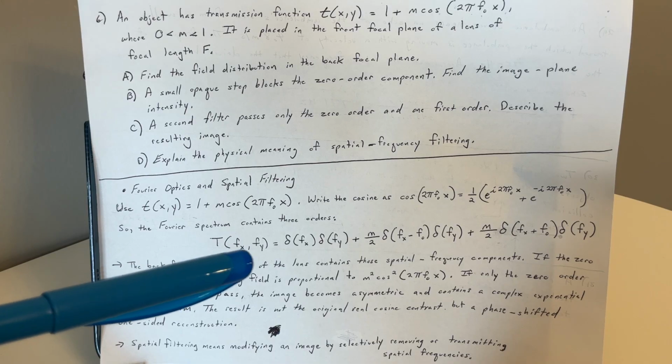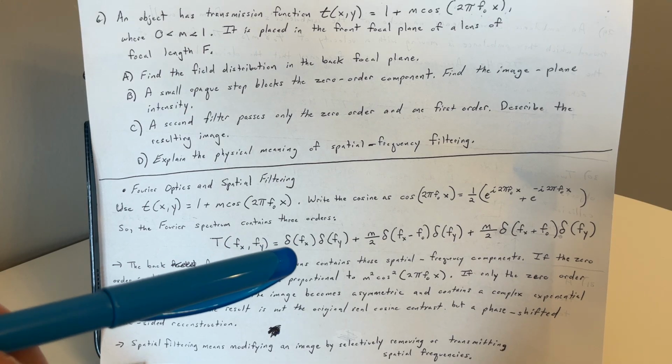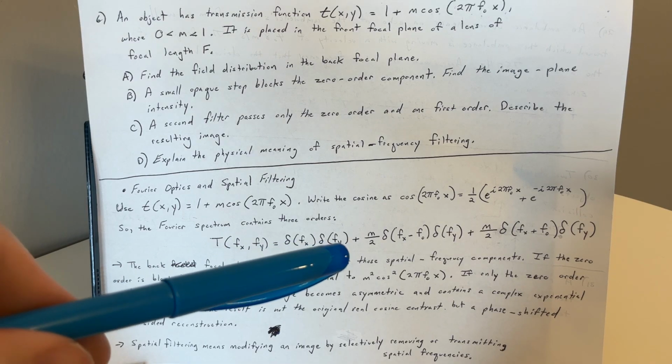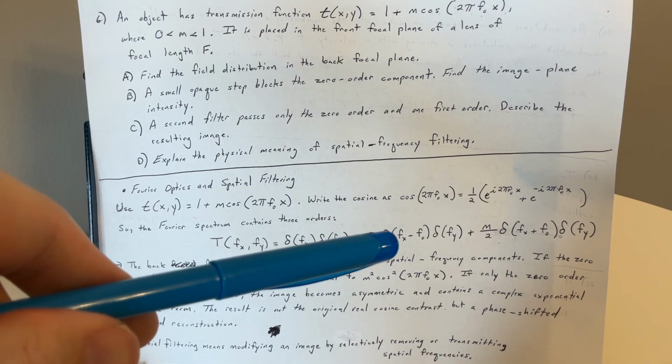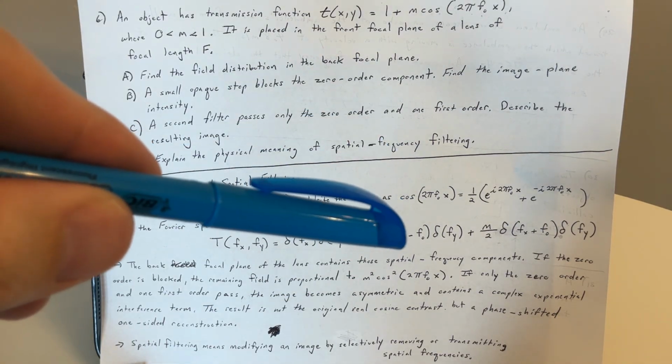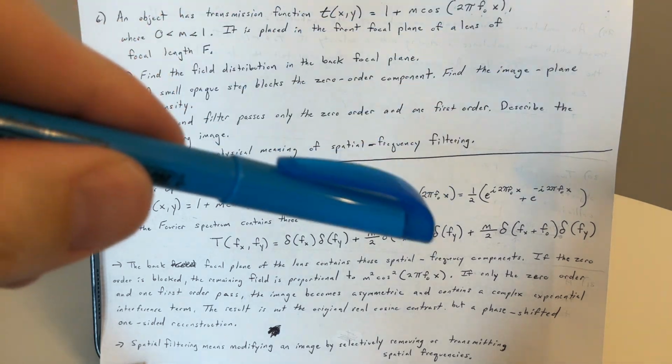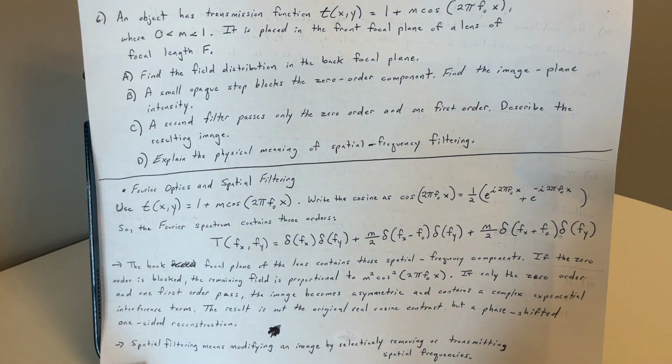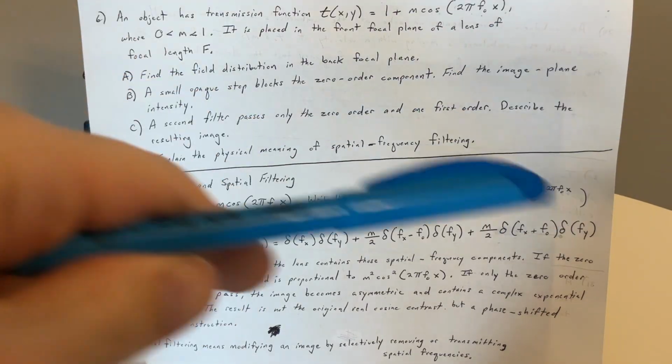T of f sub x, f sub y equals delta f sub x delta f sub y plus m over 2 delta quantity f sub x minus f naught delta f sub y plus m over 2 delta quantity f sub x plus f naught delta f sub y.